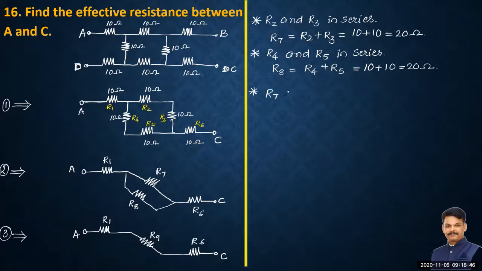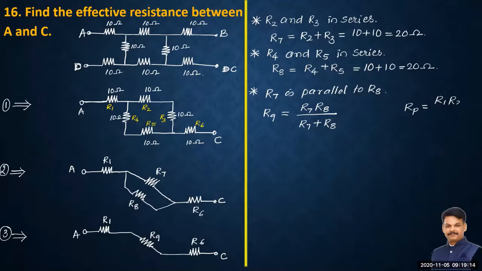So R7 is parallel to R8. Instead of R7 and R8, I have R9, the ninth resistor. Parallel combination means the effective resistance of the parallel combination is R7 into R8 divided by R7 plus R8. Recall what RP is. RP is R1 R2 divided by R1 plus R2. So according to that, we have written this step.